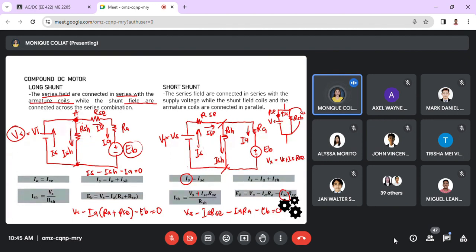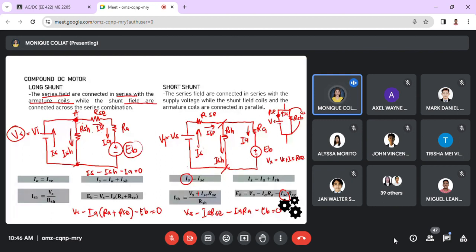Okay? So, we have here RSH, RSE, RA, yung ating back EMF. We have IS, ISH, ISE, and IA. Okay, so from this circuit, you can see that IA and ISE are equal, right? Because they are in series.